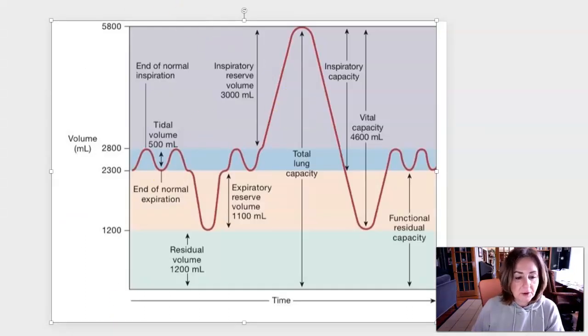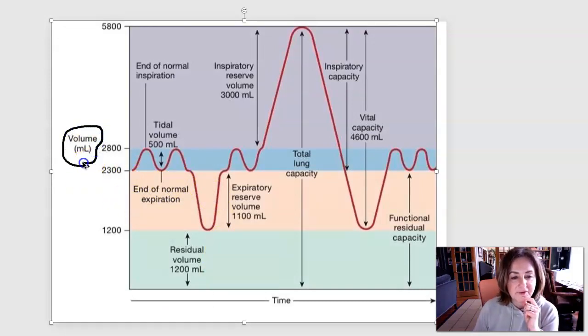Taking a look at this graph, you can see we're looking at the amount of air measured in milliliters on the y-axis, and time is going by on the x-axis. The person breathes in 500 mils of air. I'd call that the tidal volume. And then we exhale the same amount that we inhale. So tidal volume comes in, tidal volume leaves.